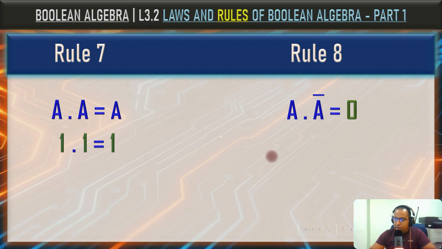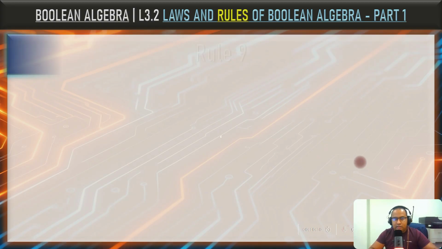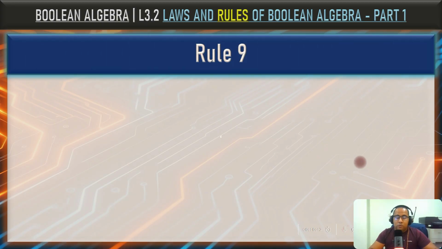Let's verify. If A is 0, so 0 multiplied by its complement results in an output 0. And if A is 1, 1 times its complement is equal to 0. So in both cases, the result is always 0. So, rule validated. And finally, let's move on to rule 9. Rule 9 states that double negation brings the signal back to its original variable.